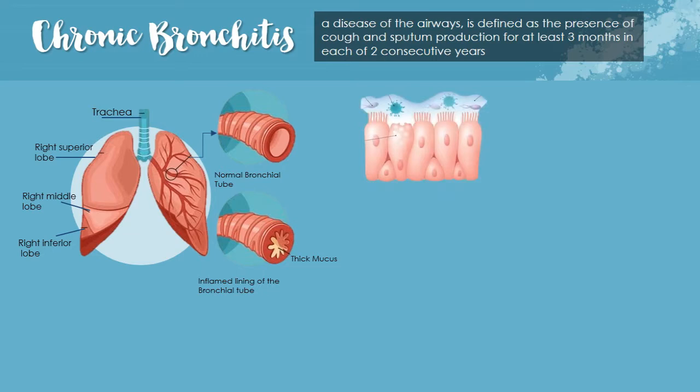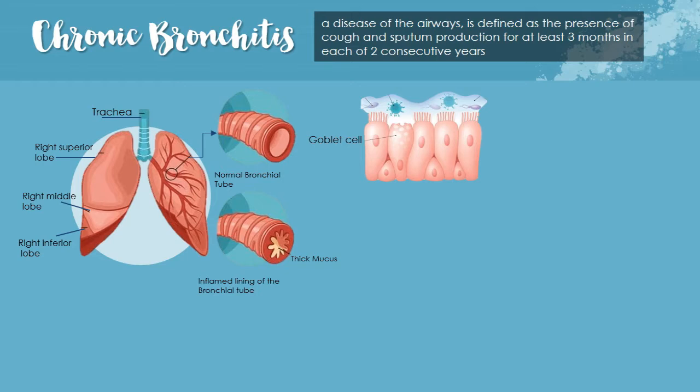Now, you can see in the picture the difference between a normal bronchial tube and an inflamed bronchial tube. Take note, it is normal for our airways to have mucus, because their function is to humidify and moisten the air coming in and trap certain pathogens or pollutants. The problem in chronic bronchitis is that the amount of mucus produced is excessive, usually because of irritants, smoking, or pathogens.